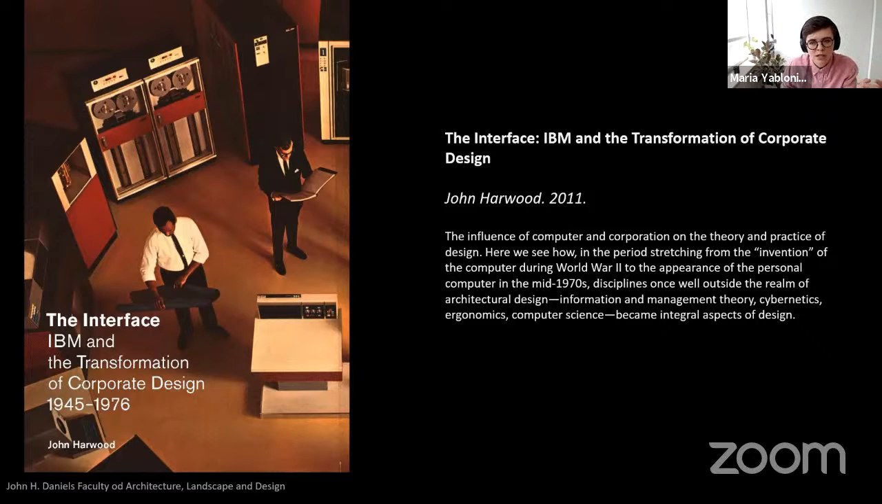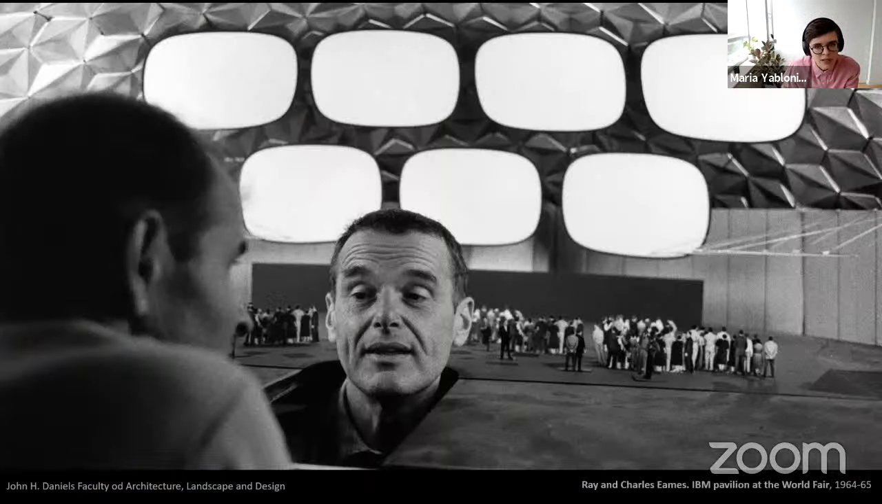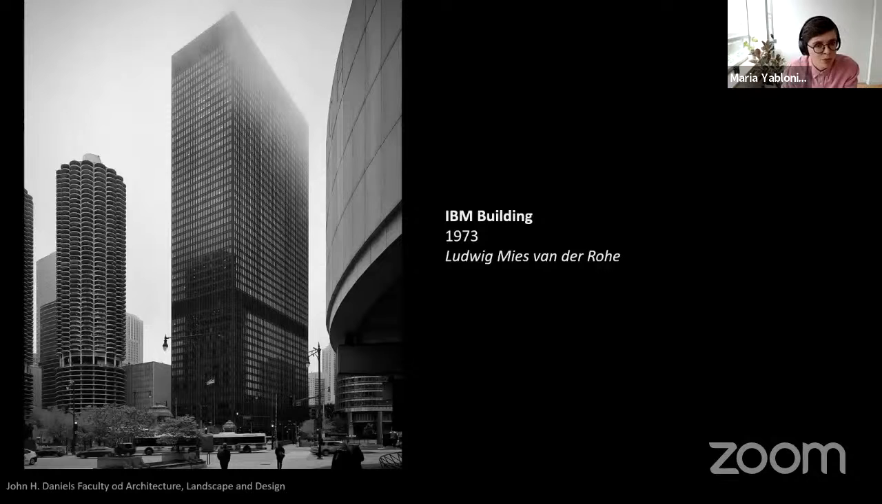John Harwood has been tracing the history of relationships between designers and technology companies and the outcomes of multiple different types of collaborations, specifically focusing on IBM. And there, of course, the outcomes vary from logos to buildings, to larger buildings, to different prototypes, etc.